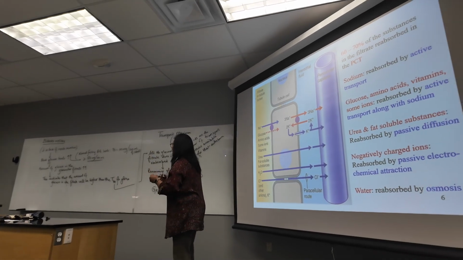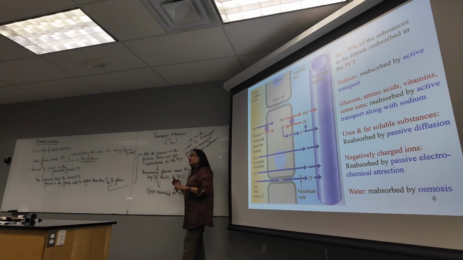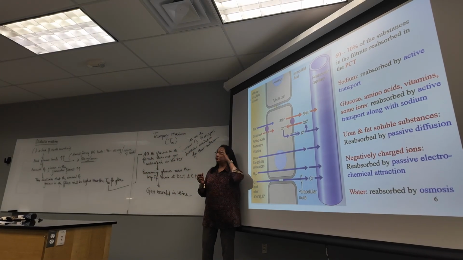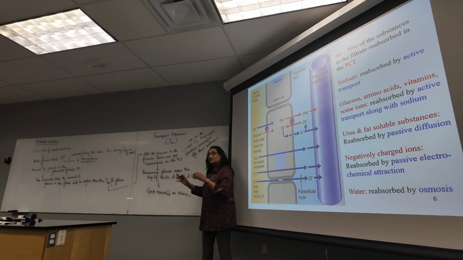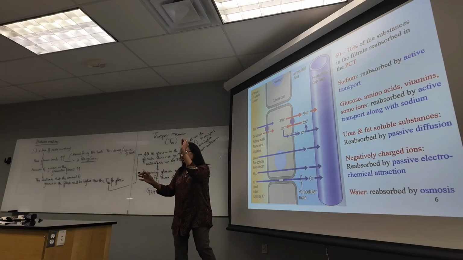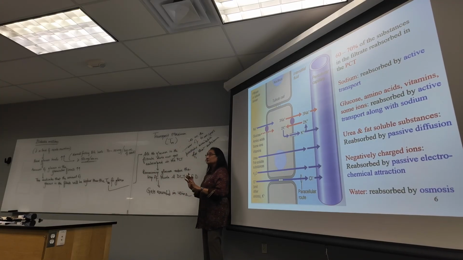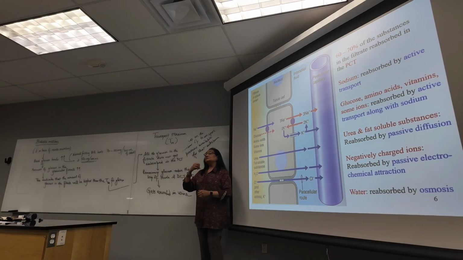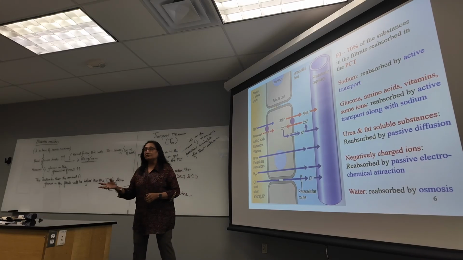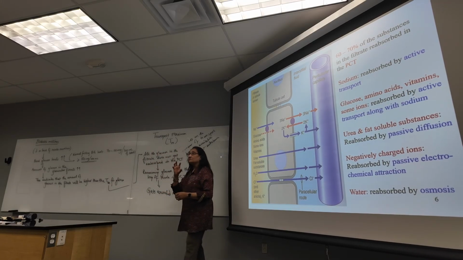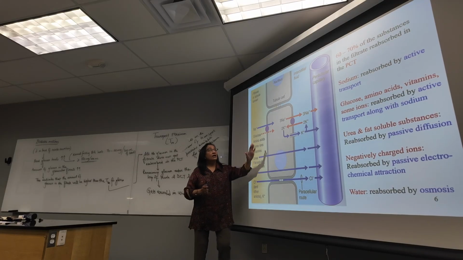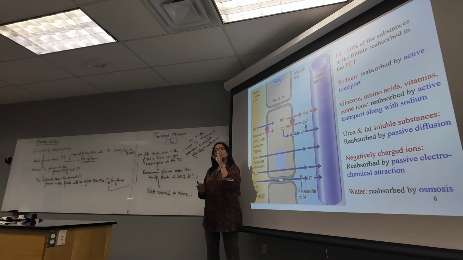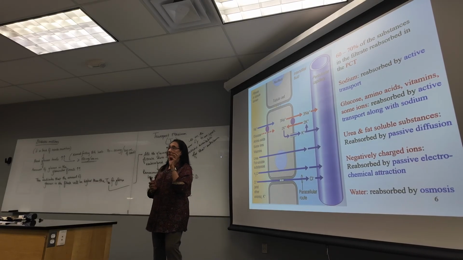So the cells that line your loop and your DCT and CD collecting duct do not have those specific transporters. So it just comes out in urine. Whatever is excess comes out in urine. The same thing applies for amino acids. The same thing applies for water-soluble vitamins. All of them have specific transport proteins, and the proximal convoluted tubule is where you find the transport proteins.